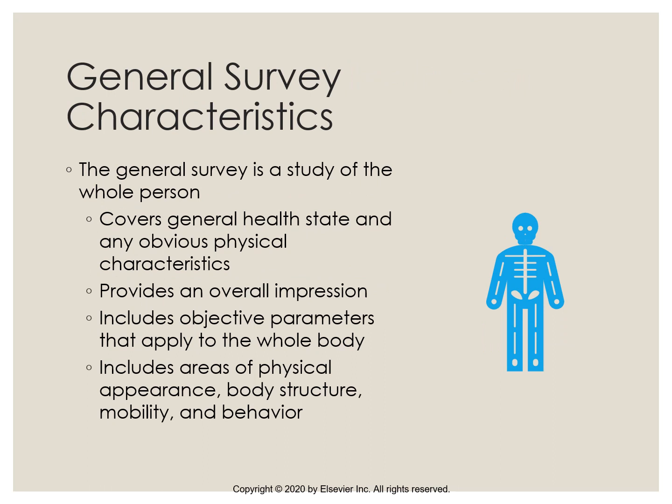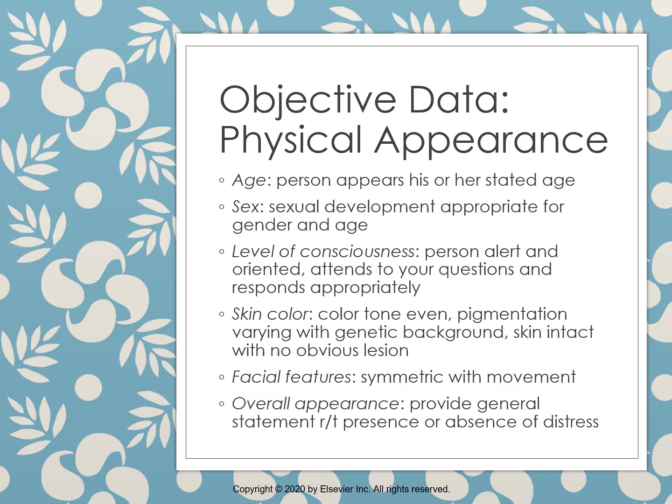When you think about general survey, think about the person as a whole. This includes a general health state with obvious physical characteristics and provides an overall impression. Areas include physical appearance, body structure and mobility, and behavior. Objective data may include the age a person appears, the sexual development appropriate for gender and age, level of consciousness, skin color, facial features, and overall appearance.